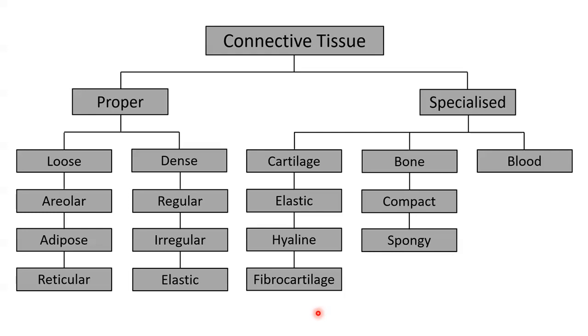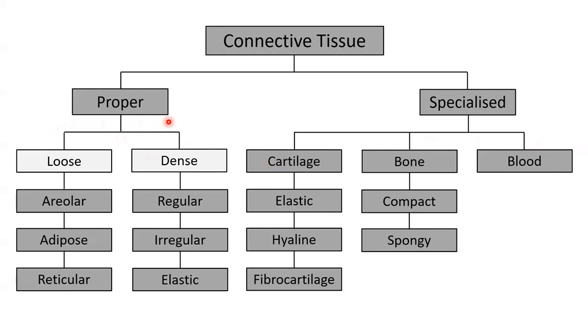So, the first classification of connective tissue is that we have proper connective tissue and we have specialised connective tissue. Proper connective tissue are our more common types of connective tissue, and they're found in many places throughout the body. Our specialised connective tissue is only found in the one particular type of tissue. So we only find cartilage in cartilage, we only find bone in bone, we only find blood in blood.